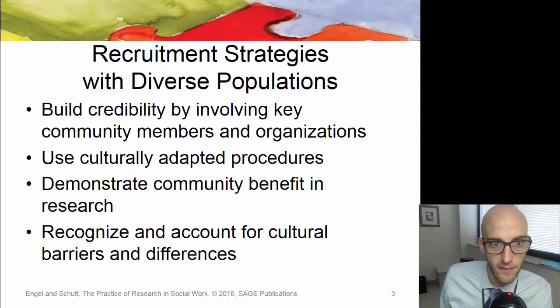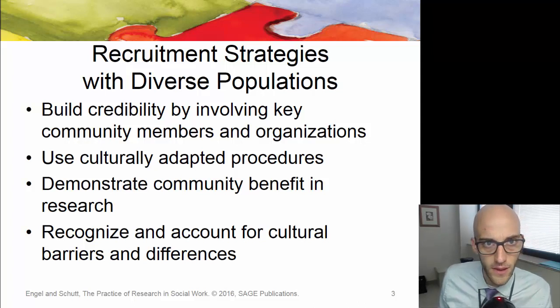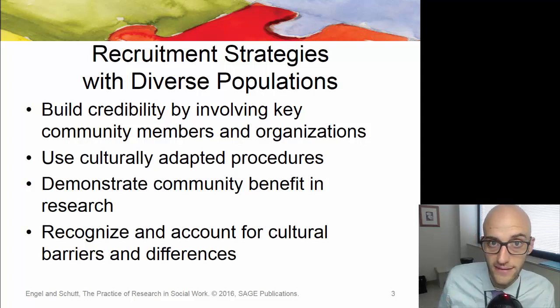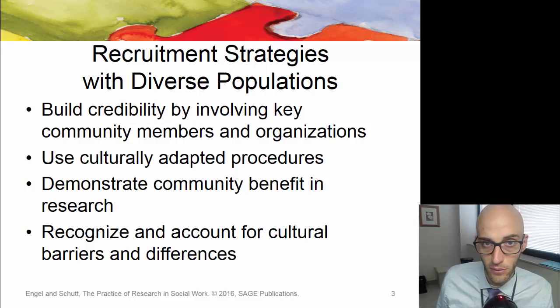And just a few more points here about sampling within a diverse population. It's important to build credibility by involving key community members. So if you're trying to reach a hard-to-reach population, I think I already gave the example of working with native or indigenous populations in research that I've done in the past. I first made relationships with people who were involved with the community, somebody who would be a good representative of the population that we're hoping to serve through our research, and that way we've got that credibility going in. Also use culturally adapted procedures, also measures.